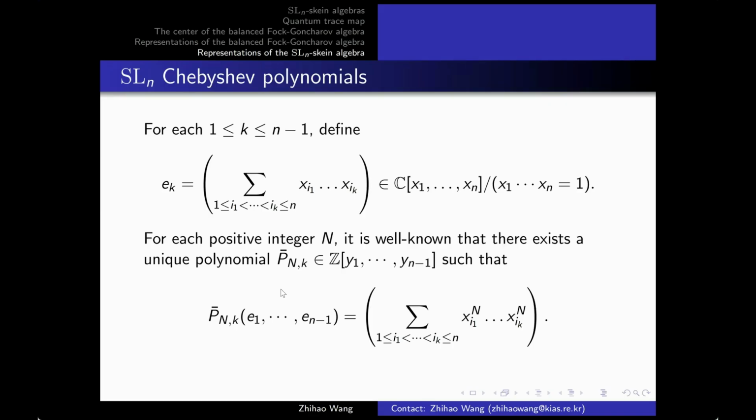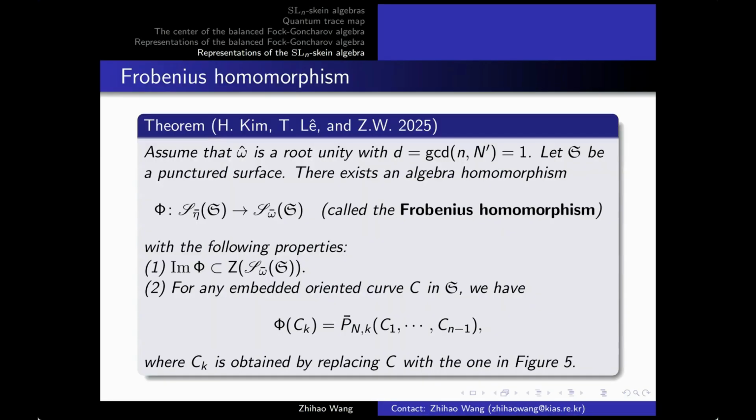So now we have this polynomial, and we call this maybe the SL1 Chebyshev polynomial. Okay, so now let's look at the Frobenius homomorphism for the SL1 skein algebra. Assume omega is a root of unity. So now, we assume D is 1.